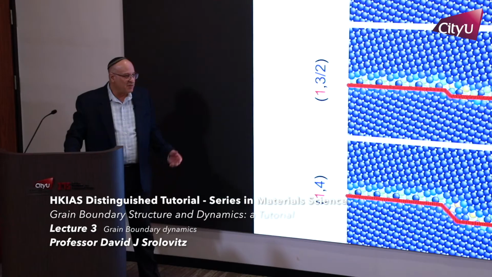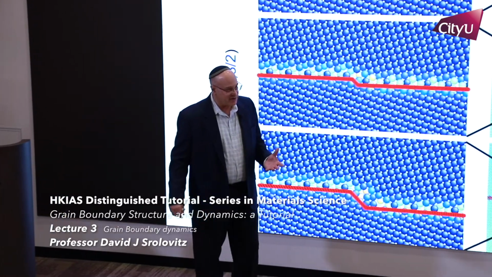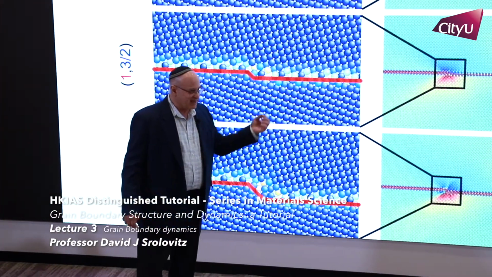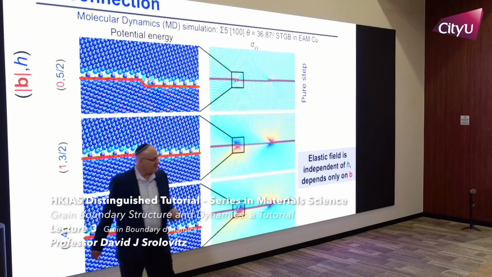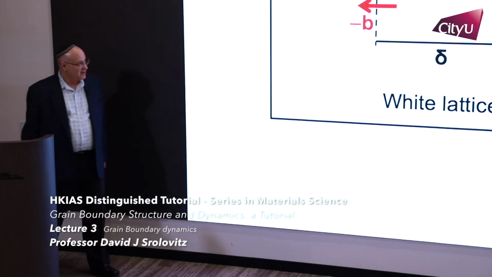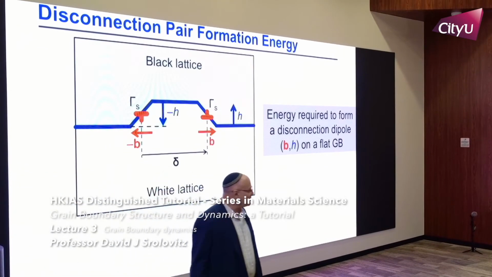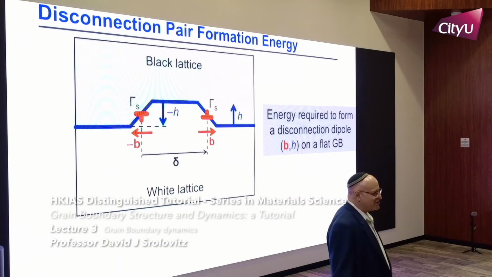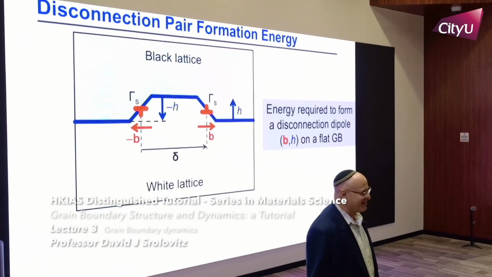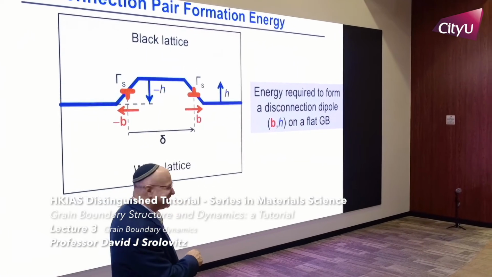I mean, the point is they are different defects. Defects have an energy, and that energy depends on B and H, both. The elastic part of the energy only depends on B. Okay. So the experts will recognize this as a grain boundary with a disconnection pair. Like, what else could it be?